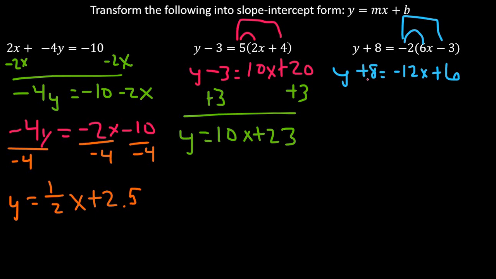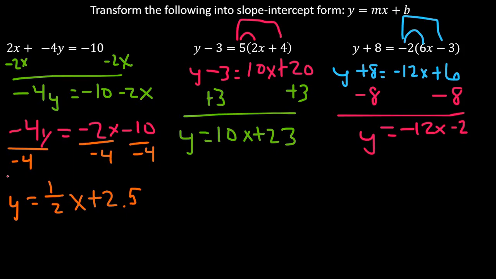Then we're going to get rid of that positive 8. The opposite inverse of that is a negative 8, so we subtract 8 on both sides. And that gives us y equals negative 12x minus 2. So go ahead and pause it before we go on to the next page.